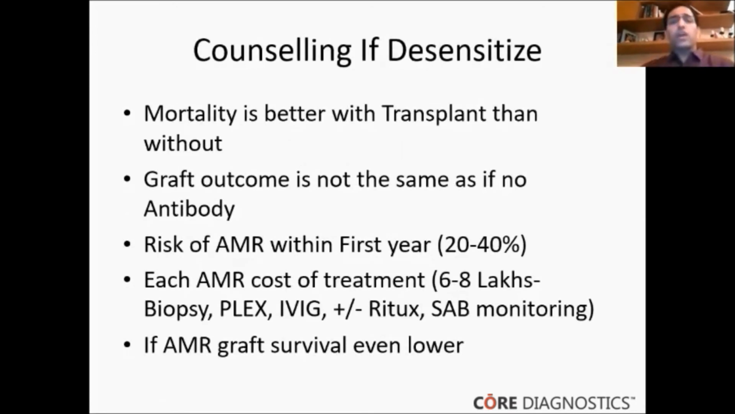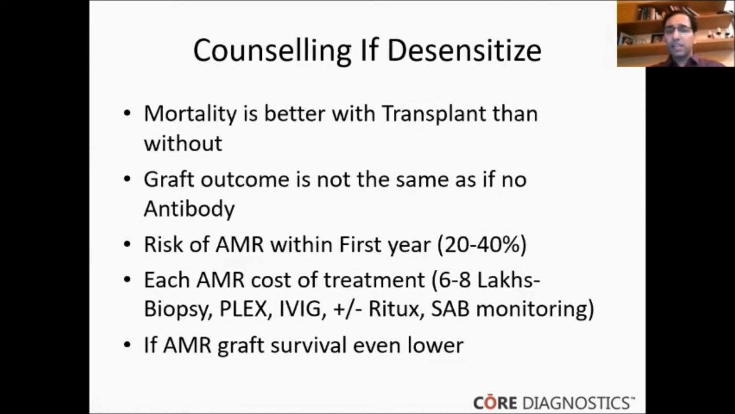So what counseling would I do for the patient if I am planning to desensitize them? The first thing I will tell them is that the mortality is better with a transplant than without a transplant. That's the benefit, and that's what the Montgomery paper shows clearly. However, the graft outcome is not going to be the same as other people who don't have antibody.